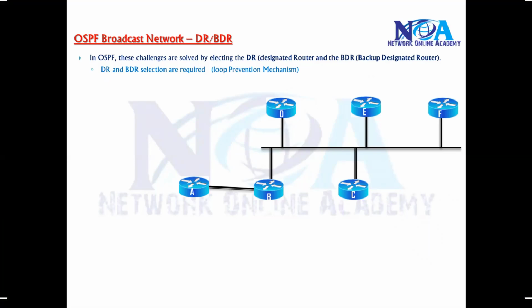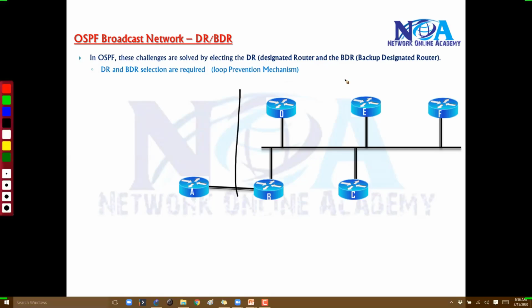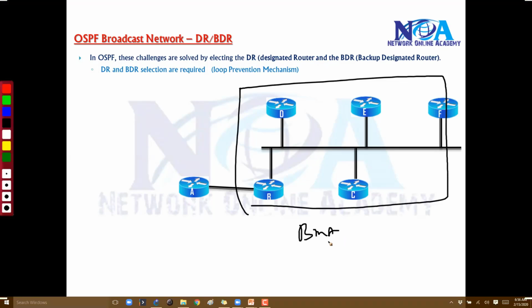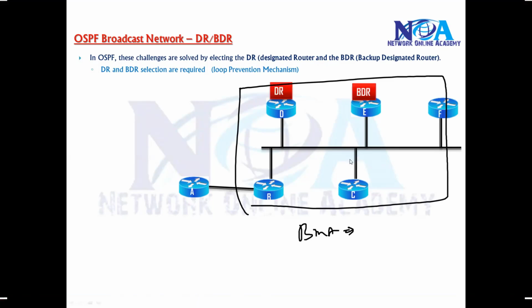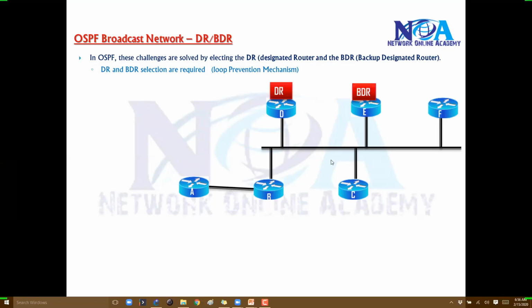So how is it going to do this? Out of this broadcast network, like in this example, we have these 5 routers, part of one BMA network, one broadcast network. In this, the routers will decide which one router will be the DR and which the BDR. We'll see the process later. Let's assume in my network, router D is selected as the DR and router E is the BDR, the backup.